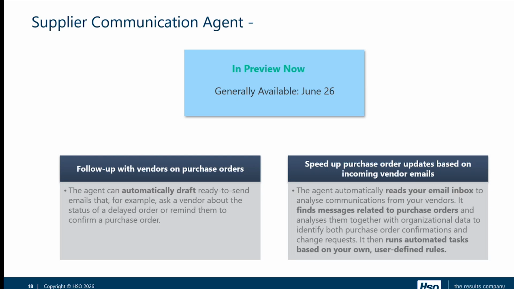So supplier communication agent, this is a kind of holdover from the previous release wave. It's in preview now. Worth mentioning, I thought. Follow up with vendors on purchase orders and speed up purchase order updates based on the incoming vendor emails. So it's an AI agent to read your email inbox, find messages, and update your purchase orders accordingly, which is a huge time saver. If you're not looking at this, it's GA very soon.